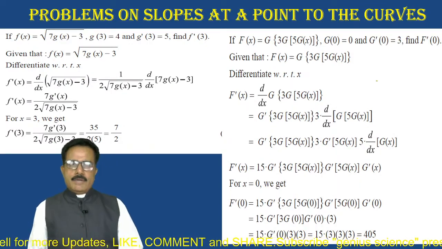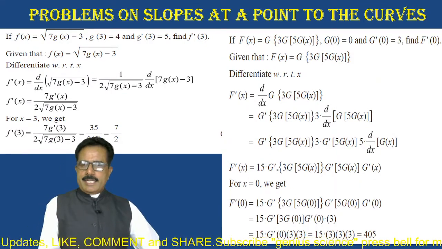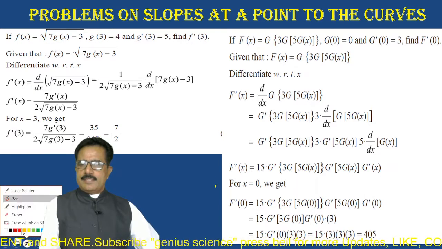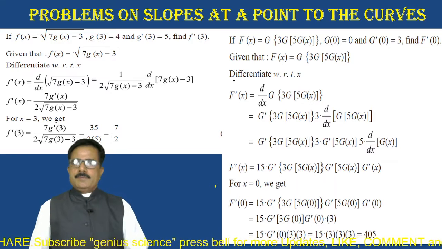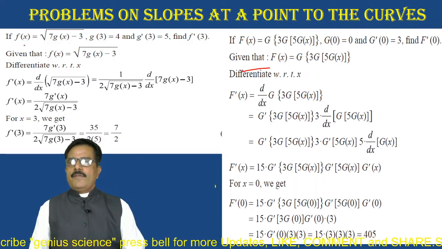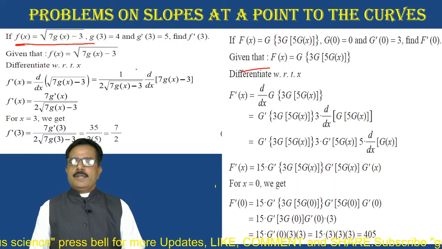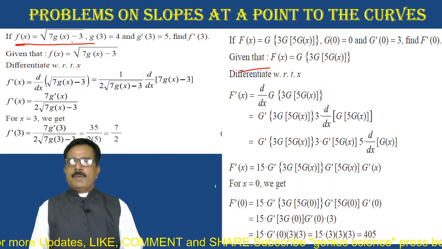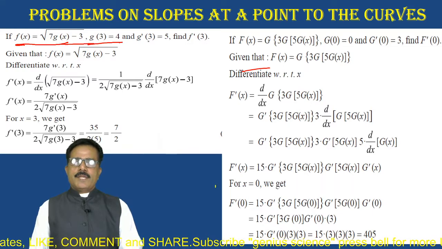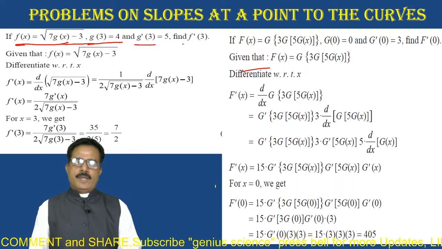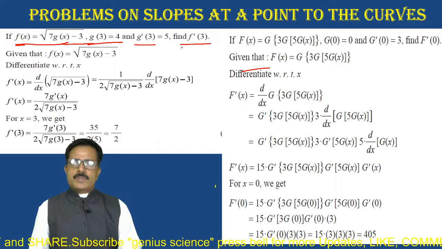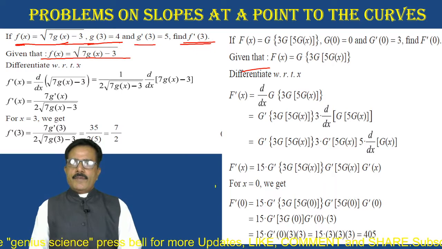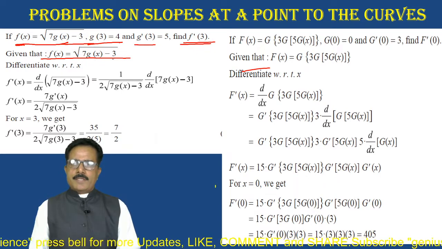How to find out the derivative of this function? These are the already calculated examples. Now we shall revise this. Suppose f of x is equal to root 7 into g of x minus 3. This is a composite function because f is made up of g, and given that g of 3 is equal to 4, g dash of 3 is equal to 5, and we have to find out f dash of 3. First of all, calculate f of x is equal to root 7 into g of x minus 3.